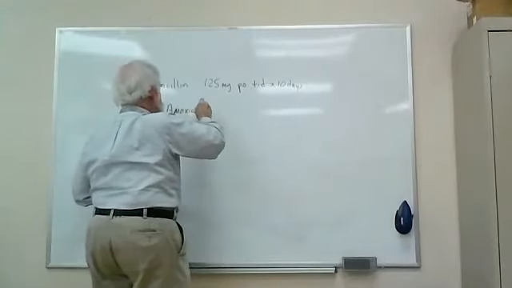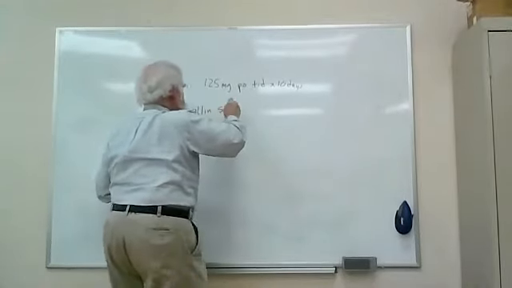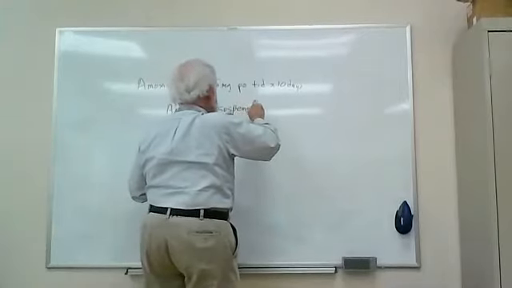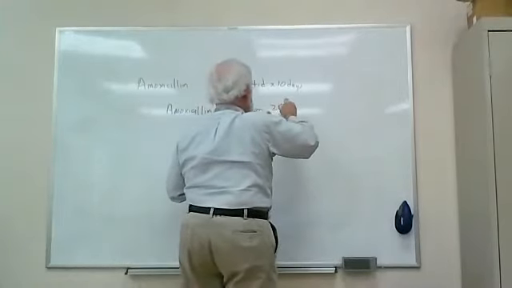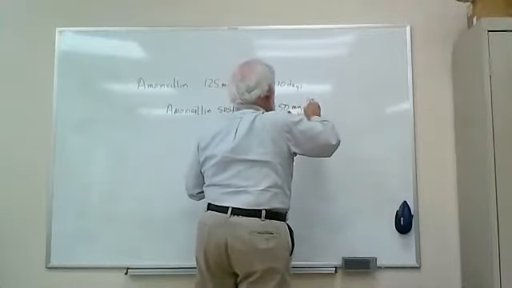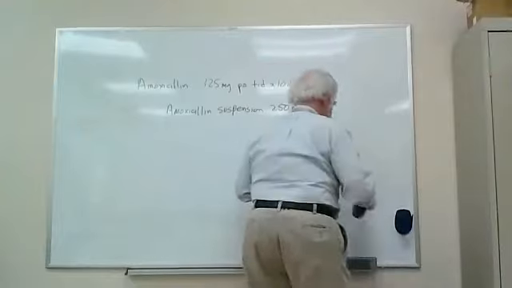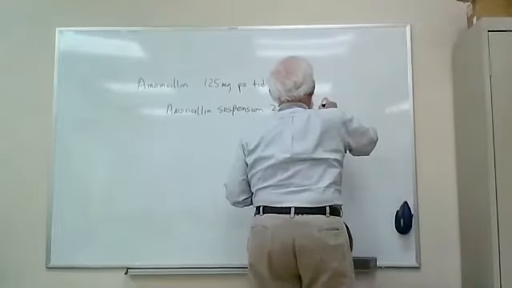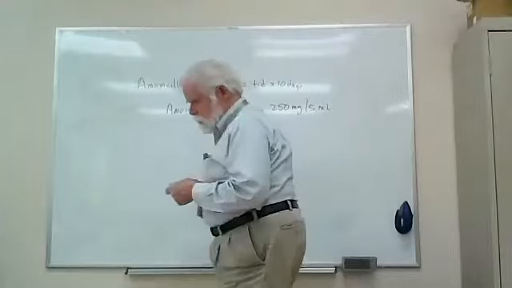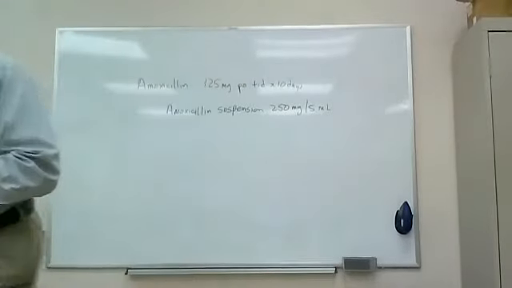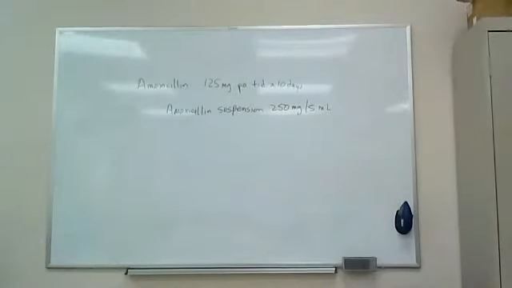So we look on the shelf and we find amoxicillin suspension, 250 milligrams per 5 milliliters. Now, amoxicillin comes in many different dosage forms. Tablets, capsules, and there is the suspension.